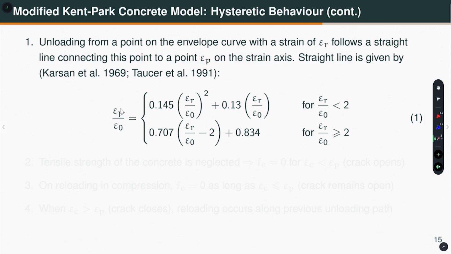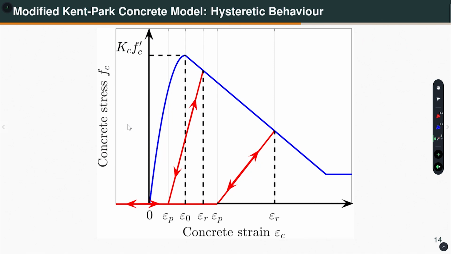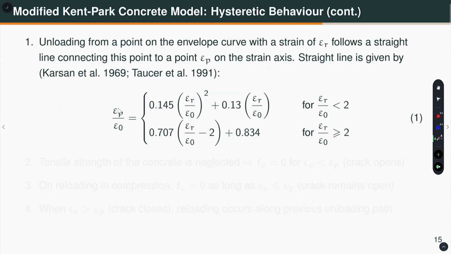How do I calculate epsilon p? Well, using this equation, where it is normalized by epsilon naught. What is epsilon naught? Epsilon naught is the strain corresponding to the peak stress. Okay. So, what we are doing? This is given by this first equation, which is parabolic. What is epsilon r? The point from which you are unloading the strain, which is again normalized. So, this is a parabolic equation, and it is valid when the epsilon r by epsilon naught is less than 2. Why it is not valid for this higher than 2?